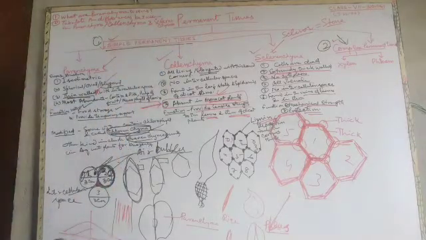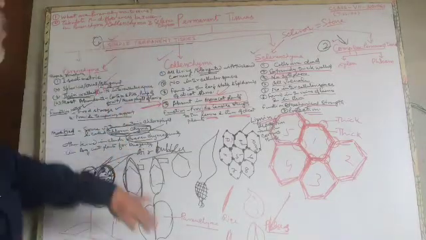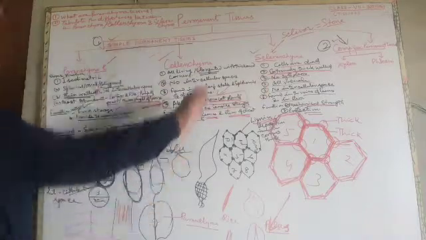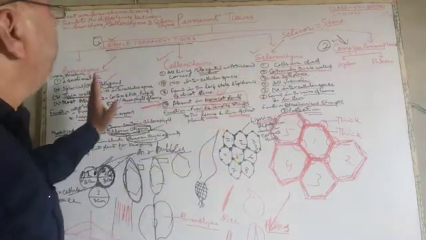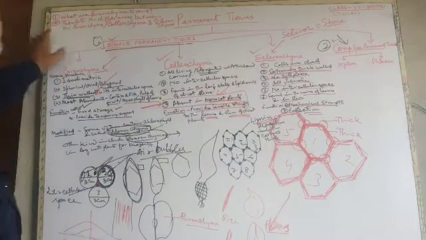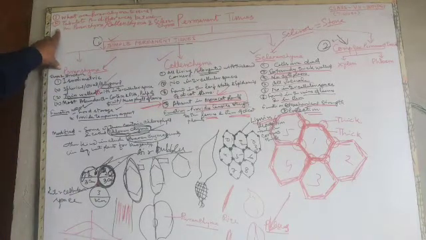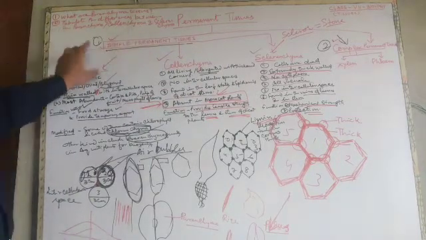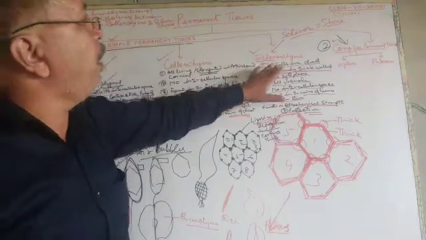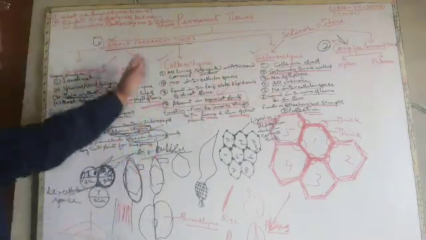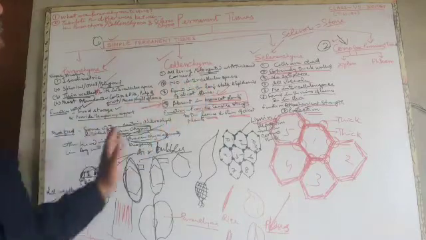Right? So what you have to do is make a table, as I have made, and write the differences between parenchyma, collenchyma and sclerenchyma. So the second question is: tabulate the differences between the parenchyma, collenchyma and sclerenchyma. You have to write the differences as I have written here on the board.